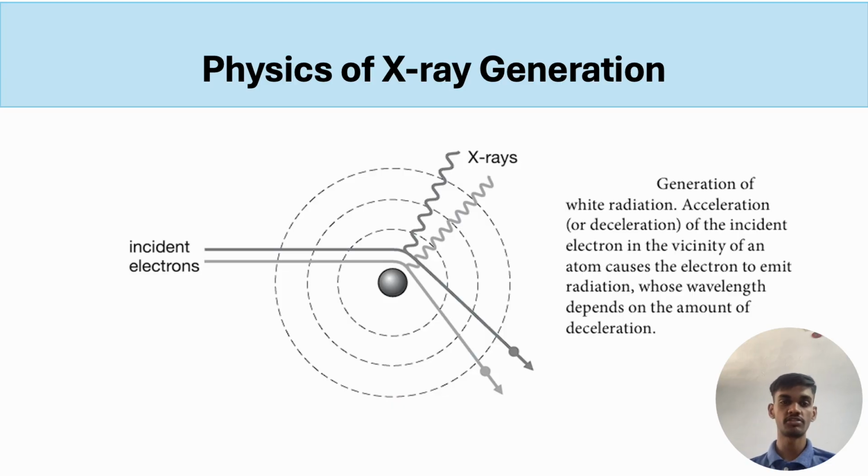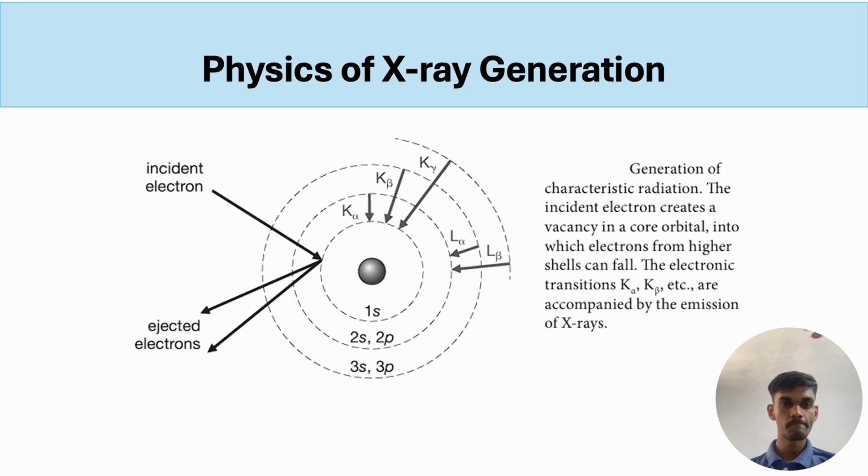The second process is that the incident electron knocks an electron out of the core orbital in the atom of the metal target. The resulting vacancy in the core orbital is filled by an outer shell electron, and this transition leads to the emission of electromagnetic radiation in the form of X-rays. In this diagram we can see that the incident electron ejects an electron out of the core orbital and X-rays can be generated.